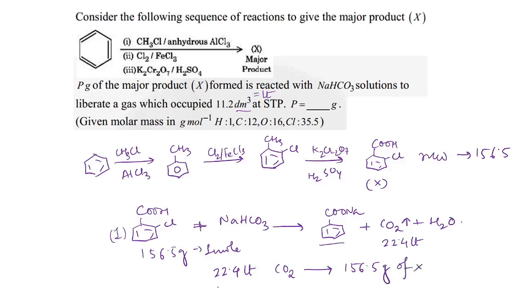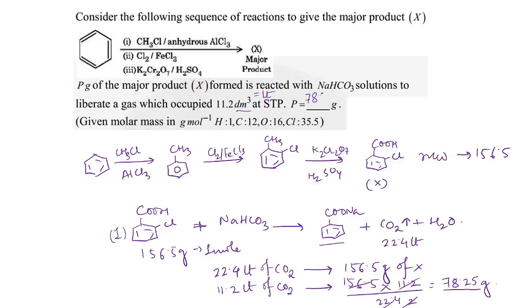Then, what has been given is 11.2 liters of carbon dioxide, which will be produced from how many grams of the compound? That is 156.5 into 11.2 divided by 22.4. Now the answer is 78.25 gram. So the answer will be P equals 78.25 gram.